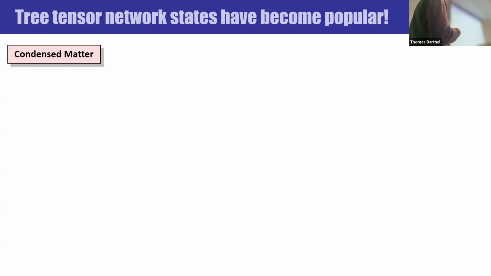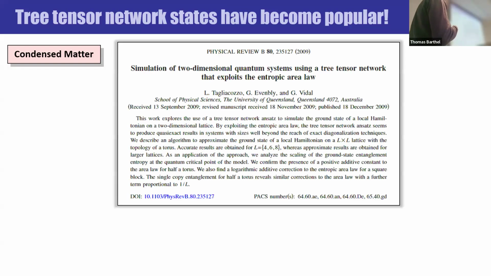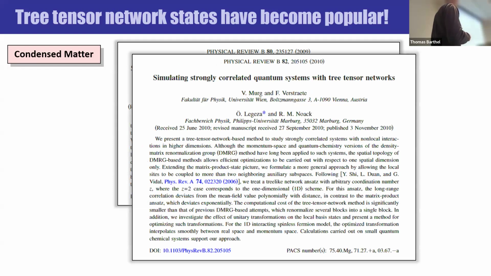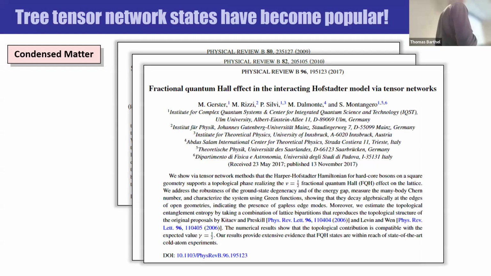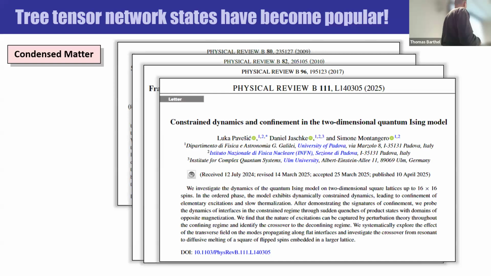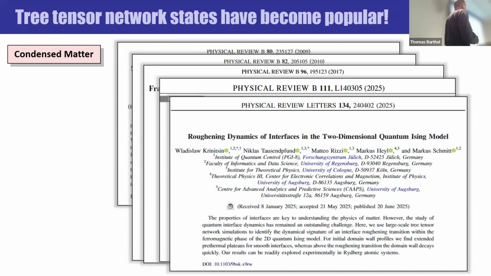Okay, so there are many applications. Most of them so far were in condensed matter. Vidal's was one of the early works where they pushed this approach. Murg, Verstraete, and Cirac simulated 2D systems and developed the method further. And then quantum Hall physics, two-dimensional Ising models, and also nonequilibrium dynamics, not only statics. You can study something interesting like roughening transitions, stuff like that.